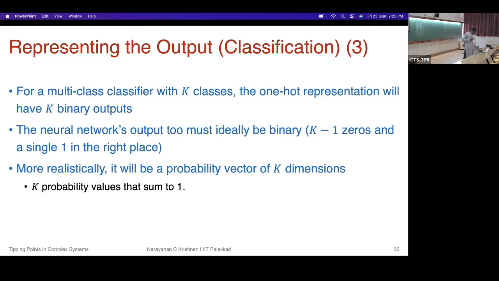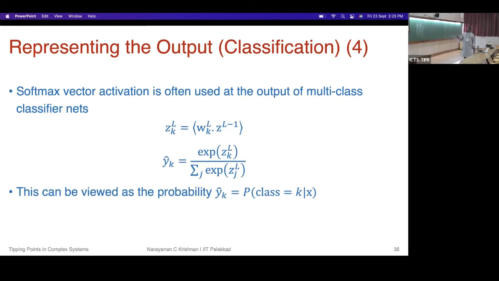How do we achieve it? We use the softmax vector activation. And this is one trick you will see again and again in machine learning literature. When you want to have an output which is of say k dimensions, and you want to treat it as a probabilistic interpretation, all you have to do is apply this softmax activation. What it is essentially doing is the following.